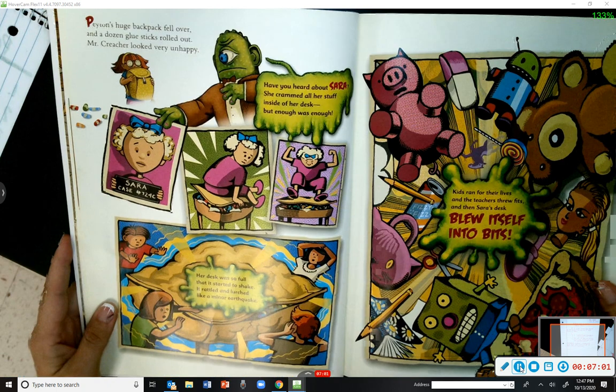Peyton's huge backpack fell over and a dozen glue sticks rolled out. Mr. Creature looked very unhappy.